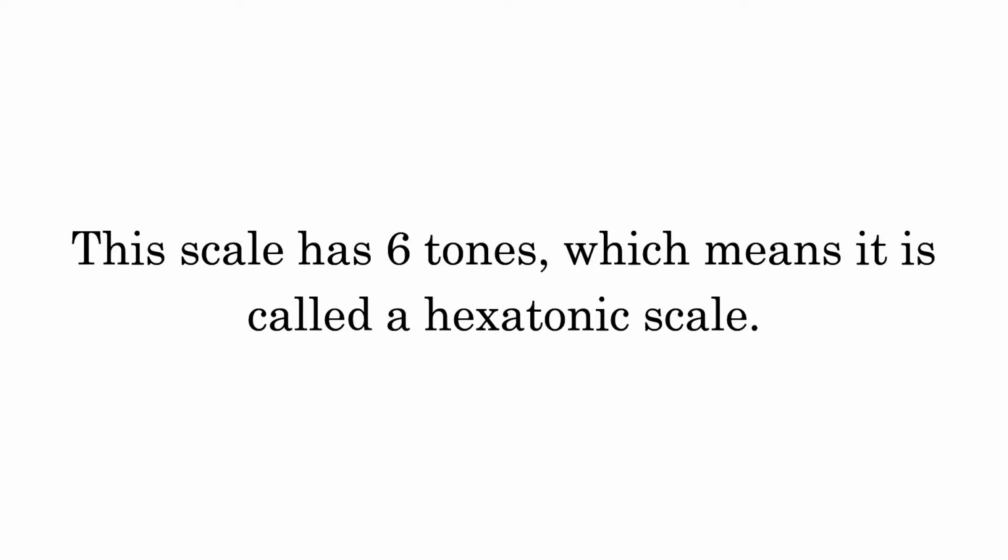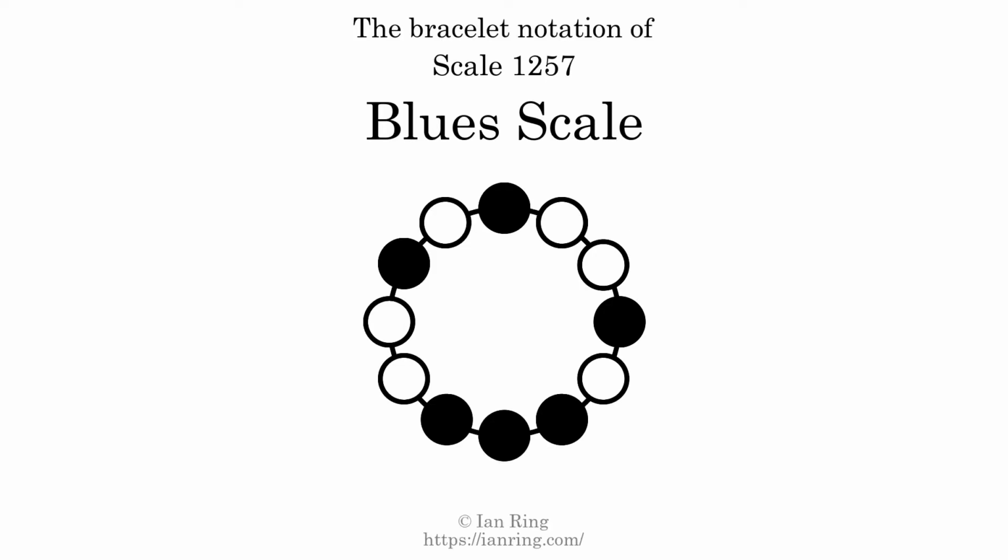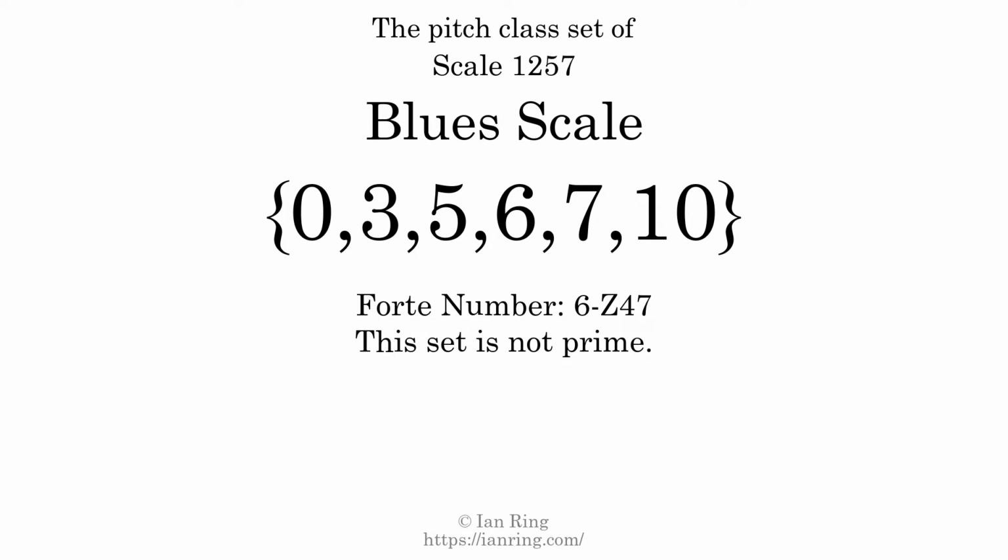This scale has 6 tones, which means it is called a hexatonic scale. This is a bracelet notation diagram of scale 1257. The shaded circles represent tones that appear in the scale, and they are read clockwise, starting at the top. The pitch class set for this scale is 0, 3, 5, 6, 7, 10. The forte class is 6Z47. This set is not prime.